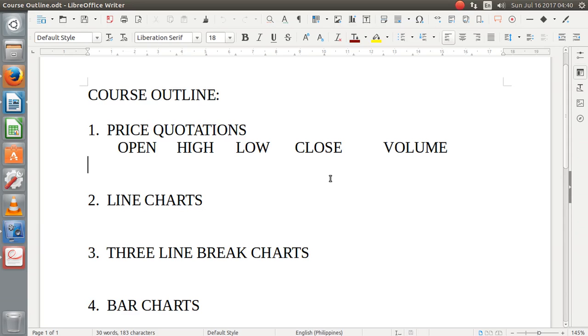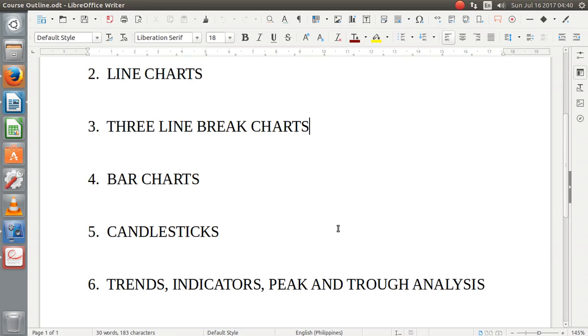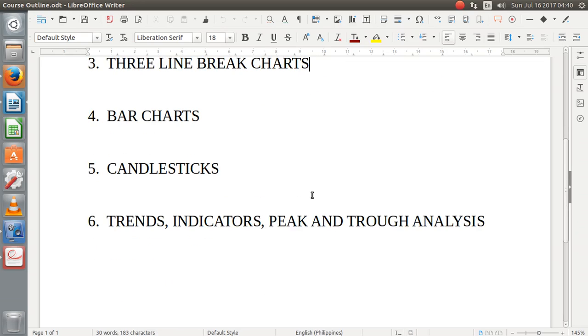And then we'll be taking up also within this very short video, I promise to get you straight to the action right away. We'll be talking a little bit about line charts, and then we go straight to the 3-line break charts, where we're really going to be getting into the meat of the action, so to speak. The other parts of the course we'll be taking up in later videos, okay?